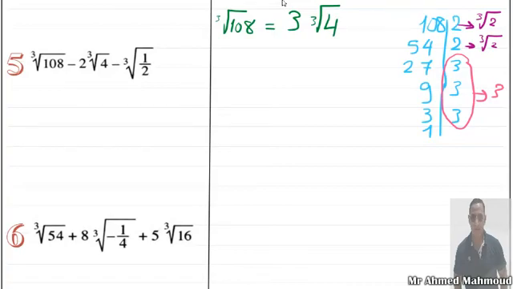Okay, the next one we have negative 2 cubic root 4. This is the simplest form, because 4 equals 2 times 2. It only has 2 like factors.